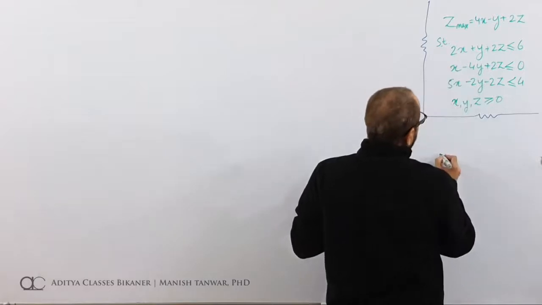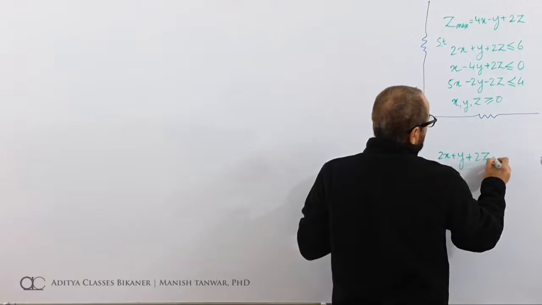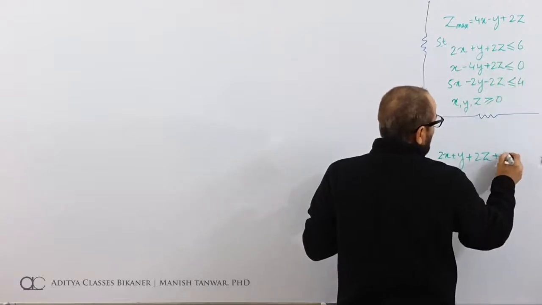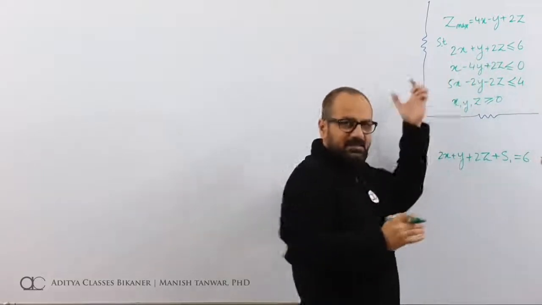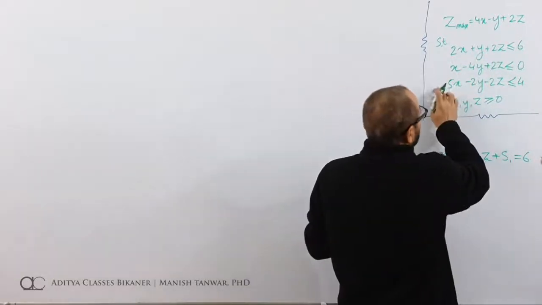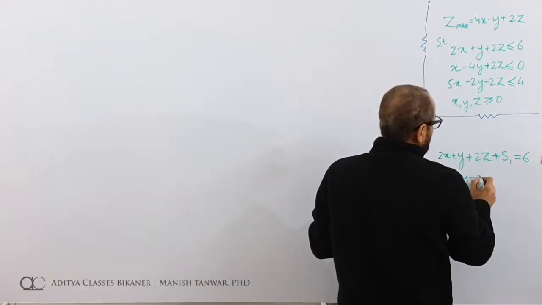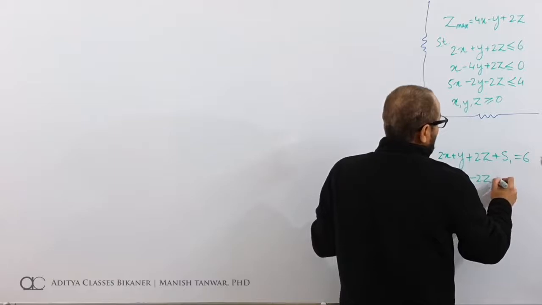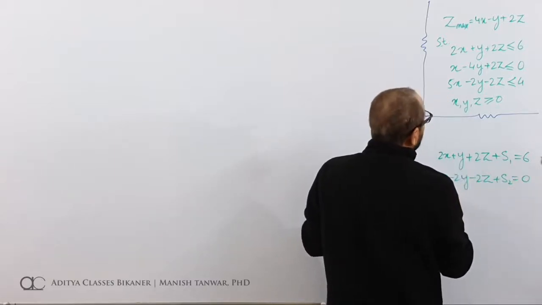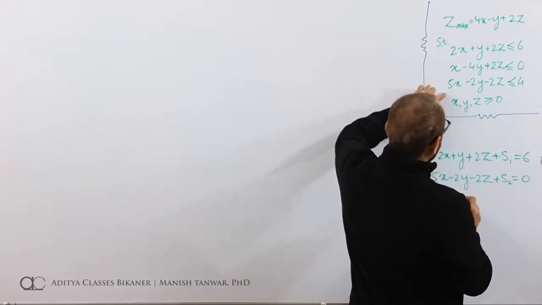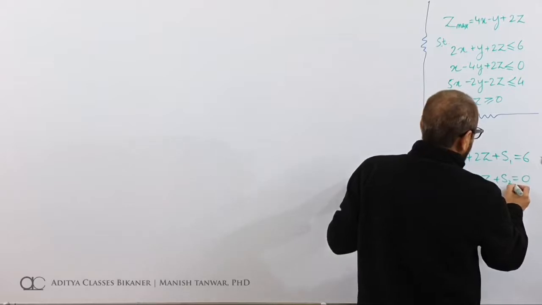What happens? 2x plus y plus 2z, this is less than, so I will add something. Because this side is less, left hand side is less, so I'll add something. This would be 5x minus 2y minus 2z plus another slack is equal to 0 this time. Then last one is, sorry, this one was fourth. This will be S3.